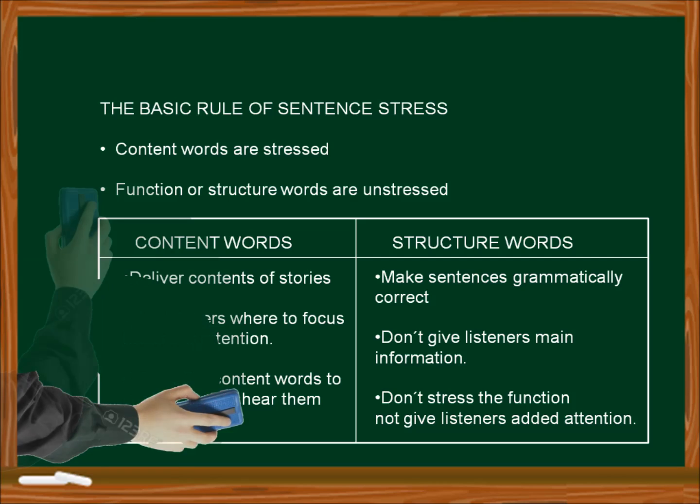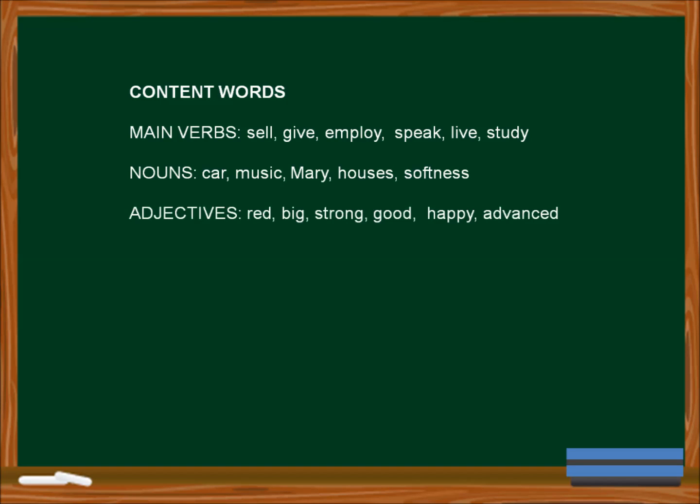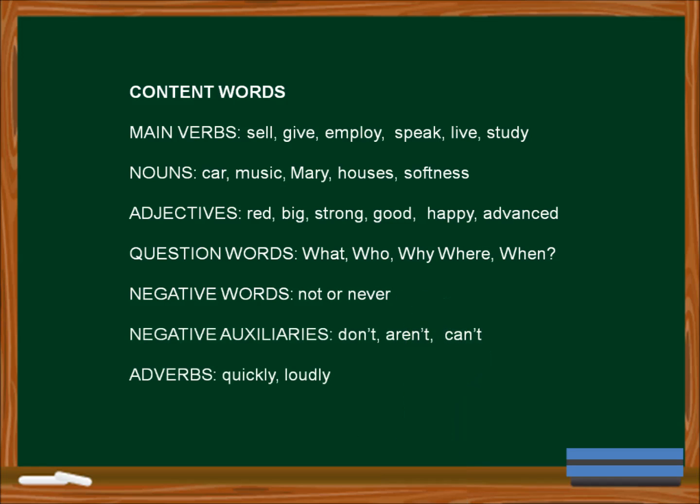I will give you examples of content words. Main verbs such as sell, give, employ, and speak. Nouns like car, music, Mary. Adjectives like red, big, strong, and good. Question words like what, who, or why. Negative words like not or never.